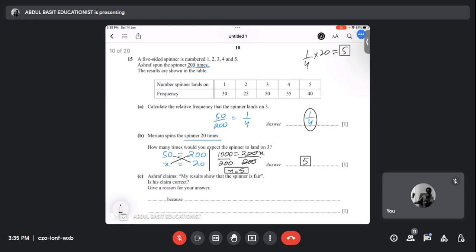Look at the scores. They had a 1 to 5 sided spinner. Agree? Okay. The frequency is equally distributed, right? It's not favoring anything. They got ones, twos, threes, fours, fives. Agree, everybody? Yes or no? Yes, sir. So, according to me, Ashraf's claim for this result of the spinner is right. What do you think?